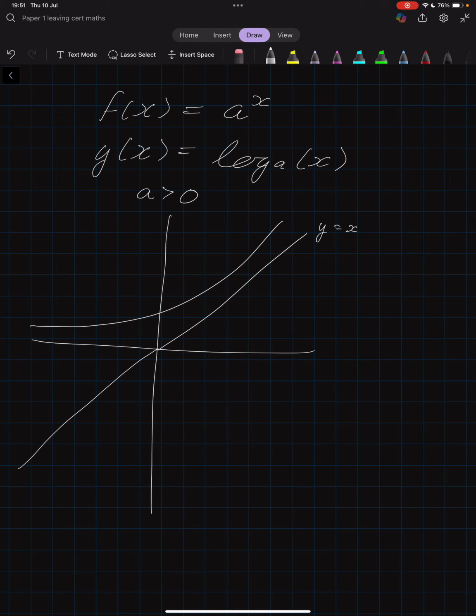Okay, sorry, you know what? I might just do a different color for these ones. So if this one, it looks something like this. And then if it's this one, it'll look the exact mirror, sorry. It'll be the exact mirror image of it, okay? Like that. That's if a is greater than 0.